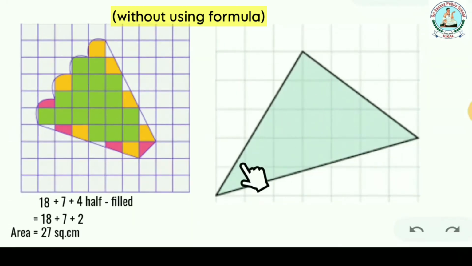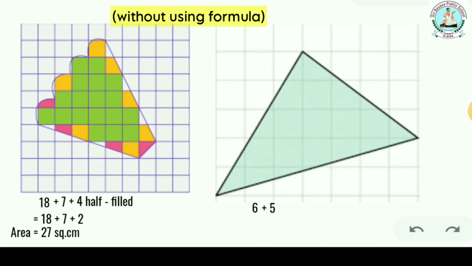Now I am going to find out the area of this closed figure. So first I am going to find the squares which are completely filled. So 1, 2, 3, 4, then 5, 6. So there are 6 squares which are completely filled. So now I am going to find the squares which are filled more than half. So 1, 2, then 3, next 4 and 5. So these are the squares which are filled more than half. So just write them aside.